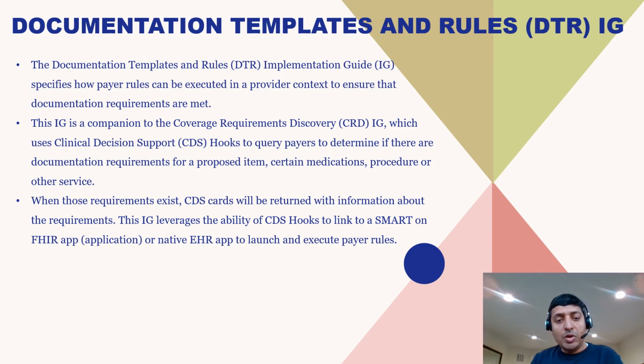Now, specifically talking about the documentation template and rules DTR implementation guide, it specifies how payer rules can be executed in a provider context to ensure that documentation requirements are met. This IG is a companion to the CRD IG, which uses clinical decision support hooks to query payers to determine if there are documentation requirements for a proposed item, certain medication, procedure, or other service. When these requirements exist, CDS cards will be returned with information about the requirements.